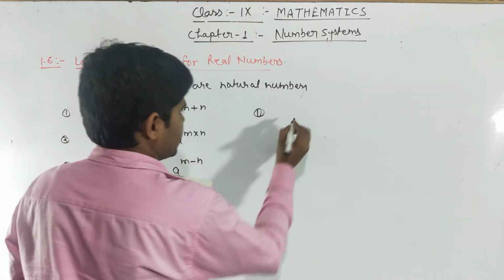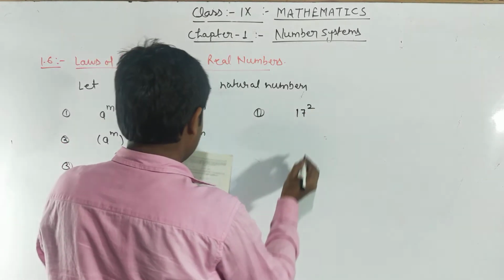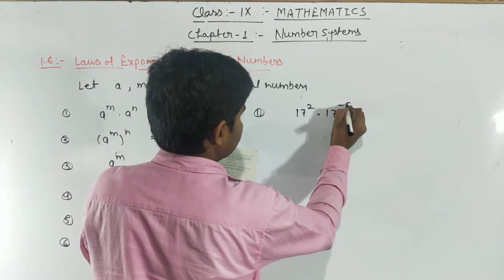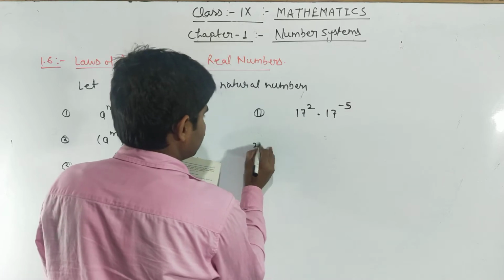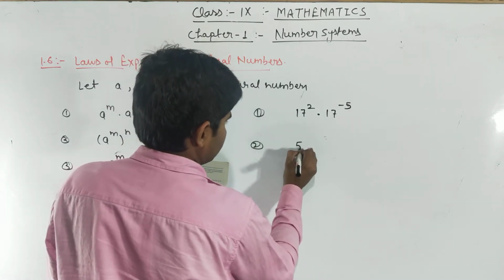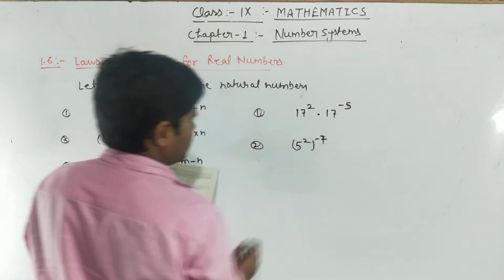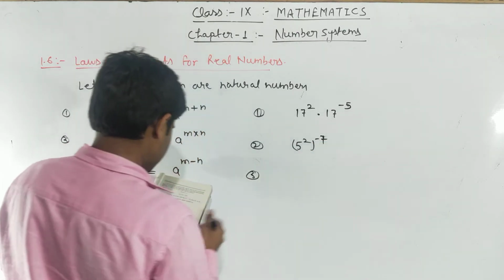First, 17 raised to the power 2 and 17 raised to the power minus 5. Second, 5 raised to the power 2 raised to the power minus 7. Third, 23 raised to the power minus 10 and 23 raised to the power 7. Fourth, 7 raised to the power minus 3 and 9 raised to the power minus 3.